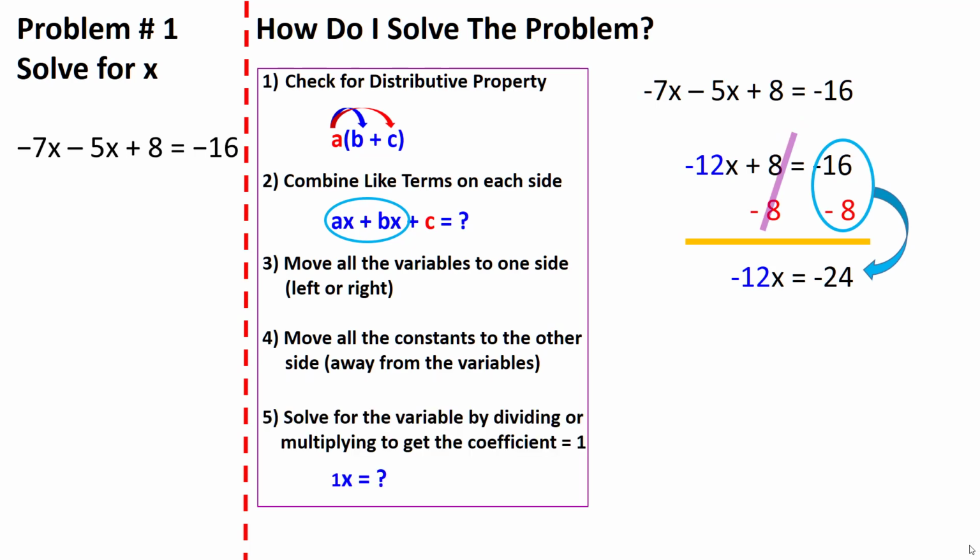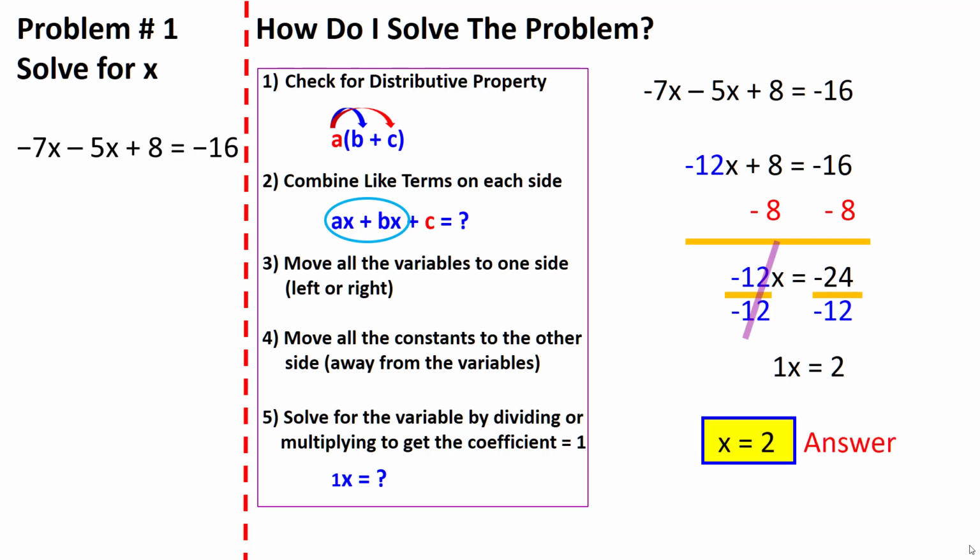Step 5. Solve for x. To get the coefficient equal 1, either I divide or multiply. In this case, I will divide by negative 12 to both sides. Then I simplify. I get 1x equal 2. But we don't write 1x equal 2. We write x equal 2.